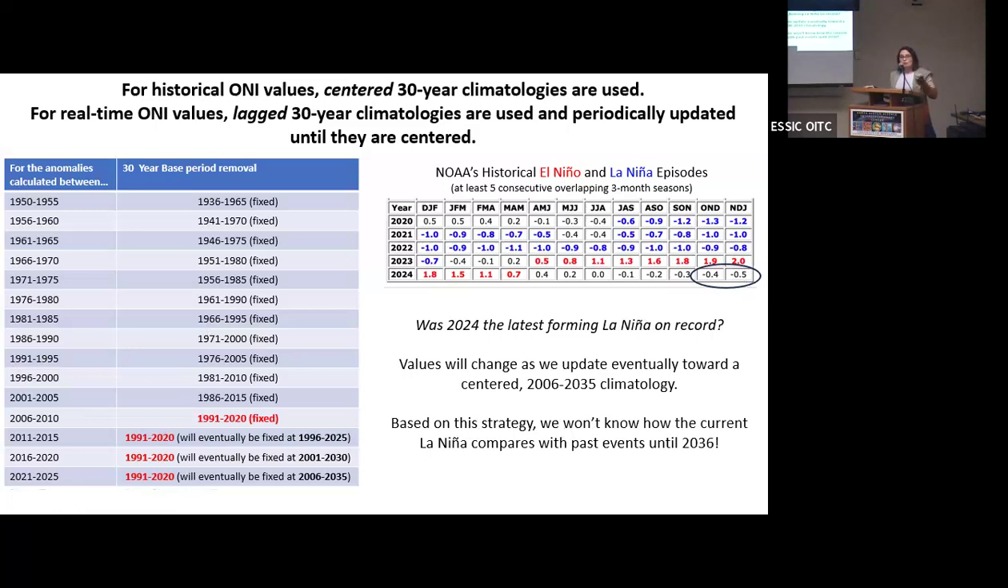In fact, I'm willing to wager that we will see it start even earlier, at least OND, at which point it is not the latest La Nina on record, when we arrive at our fixed full centered 30-year climatology. Anyway, isn't this annoying?